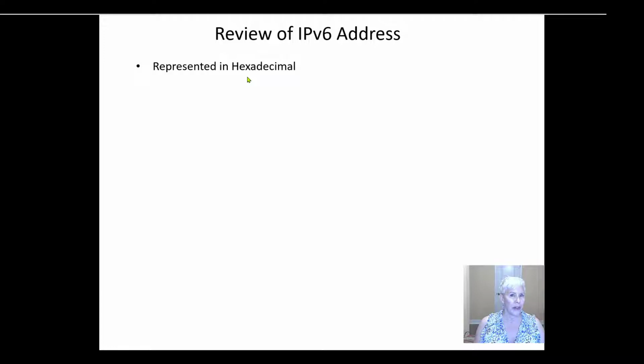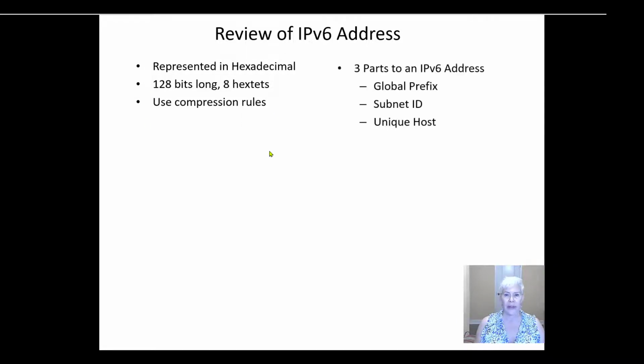IPv6 is represented in hexadecimal. It's 128 bits long, 8 hextets. Use the compression rules to shorten your IPv6 address. An IPv6 address is made up of 3 parts: the global prefix, the subnet ID, and the unique host.